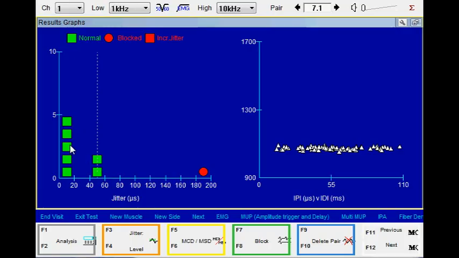So in this case, we have 7 pairs with normal jitter. The red circle indicates blocking, and we did have 1 pair with blocking. There was no recording in this data set with increased jitter only. That is, the jitter was increased but there was no blocking, and therefore we do not see that symbol in this histogram. So this is a very convenient way to look at the summary of all jitter analysis.